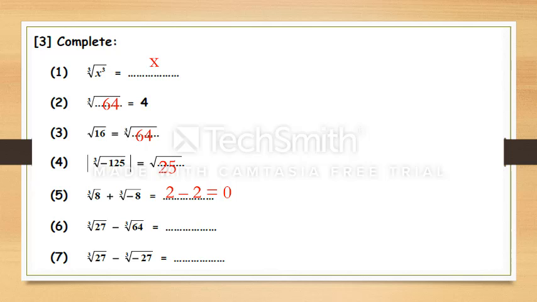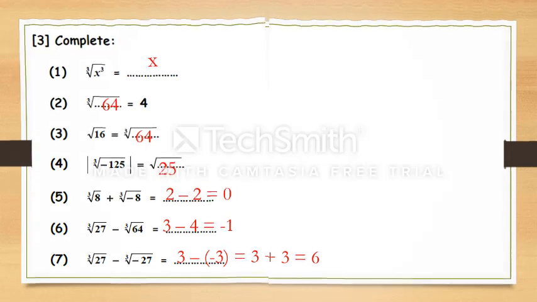Number 6, the cube root of 27 minus the cube root of 64. We get the cube root of 27 is 3, minus 4, equals minus 1. And the cube root of 27 is equal to 3, minus the cube root of negative 27. So we get 3 minus negative 3. When we have a negative times a negative, we get a positive. Here we have 3 plus 3 equals 6.